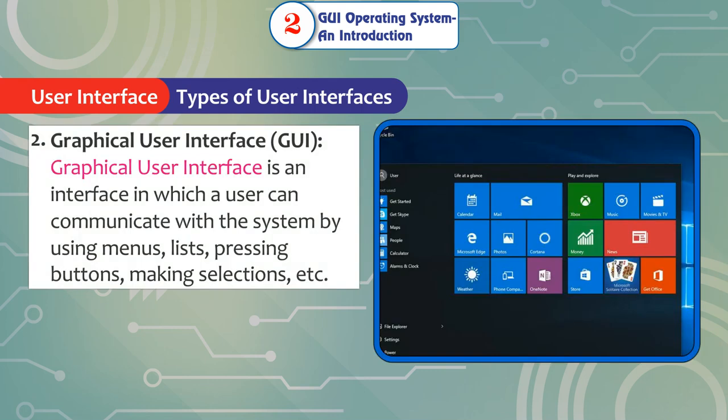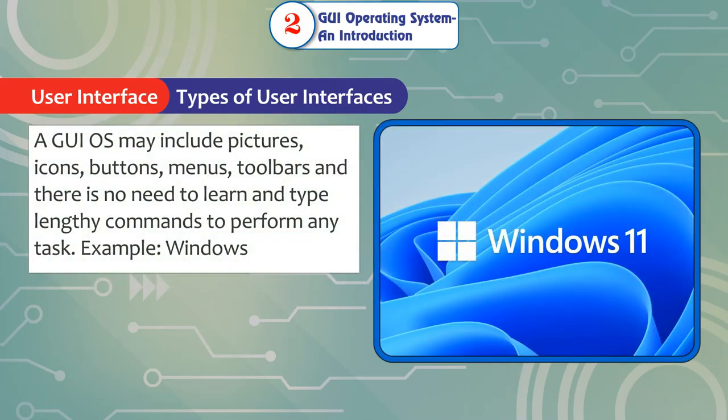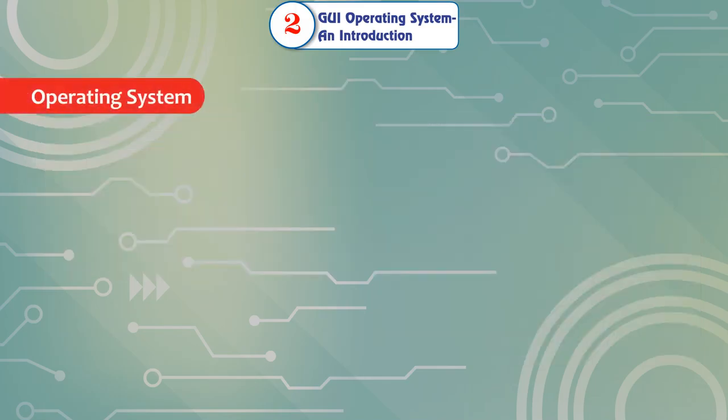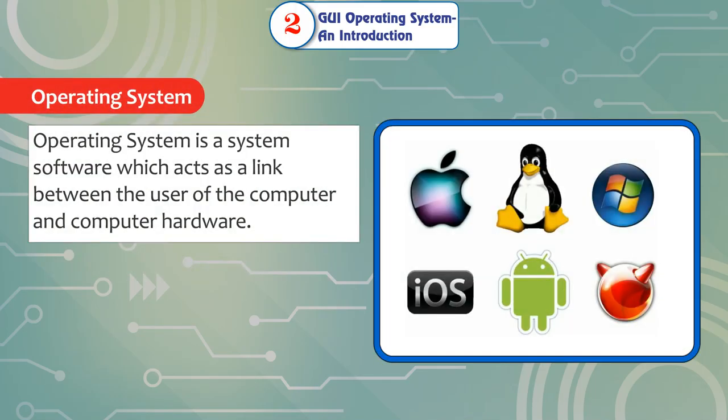Graphical User Interface, GUI. A graphical user interface is an interface in which a user can communicate with the system by using menus, lists, pressing buttons, making selections, etc. A GUI OS may include pictures, icons, buttons, menus, toolbars, and there is no need to learn and type lengthy commands to perform any task. Example: Windows Operating System.